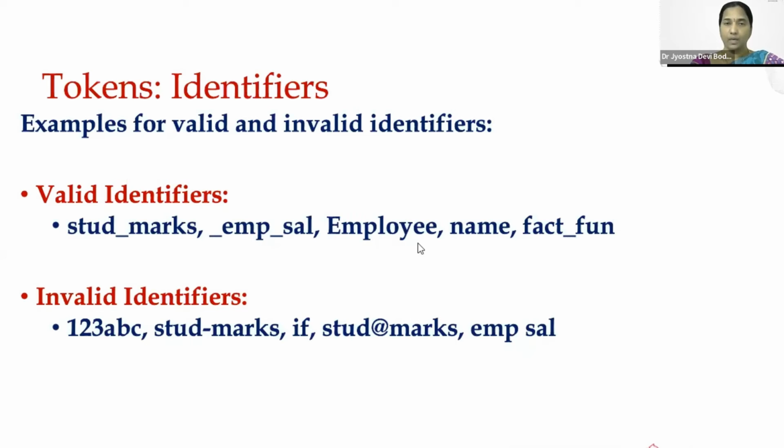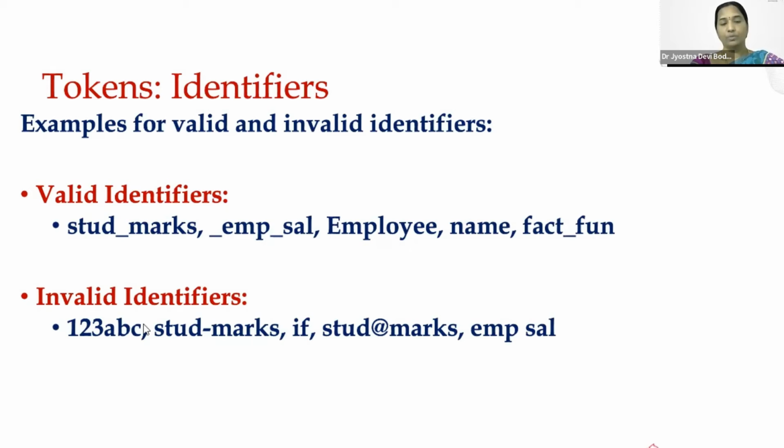A combination of capital and small case letters is also valid. name in all small case is valid. fact_fun: usually this kind of notation we use for designing function names. It is a function to find the factorial of a number. There are two words and the words are connected using an underscore. So these are all valid identifier examples.